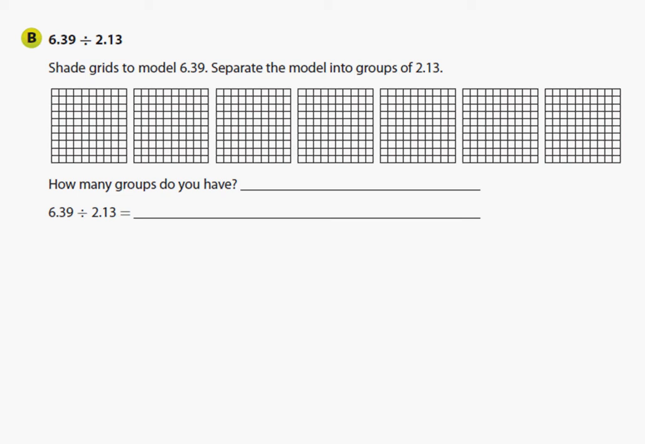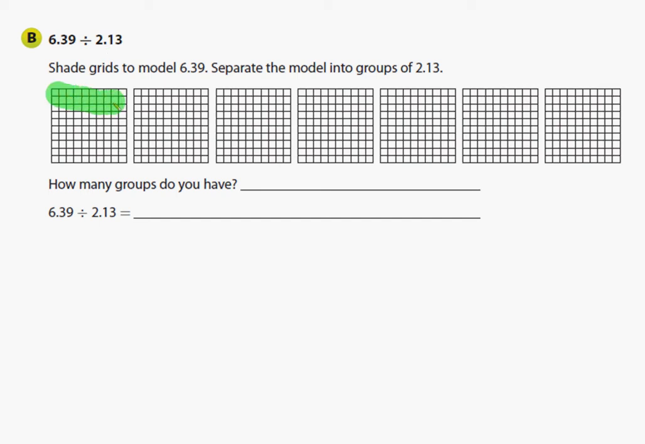Today we talked about dividing a decimal number by another decimal number. And before we get into dividing numerically, I'm going to show you how to model it as a picture. And you're going to do this on your homework, so I'm going to give you an example of what we did in class. So we have 6.39 divided by 2.13.